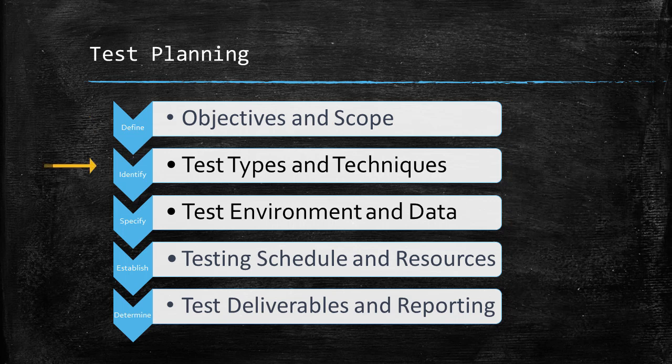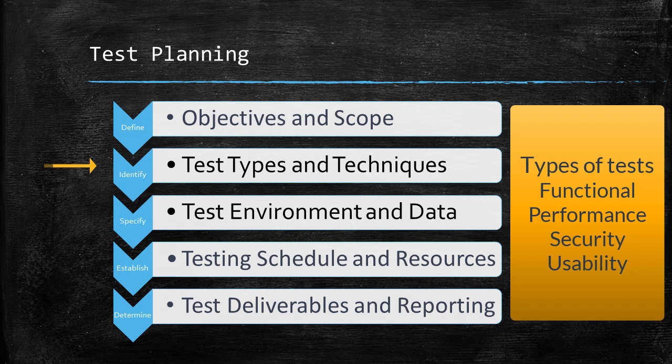Test types and techniques. Identify the types of tests that will be performed, such as functional, performance, security, or usability testing. Determine the testing techniques to be used, such as manual testing, automated testing, or exploratory testing. Establish test criteria for passing or failing each test, and the criteria for overall test success.